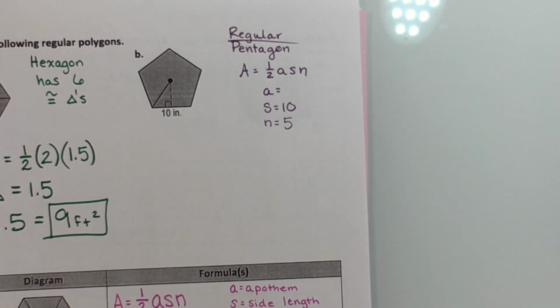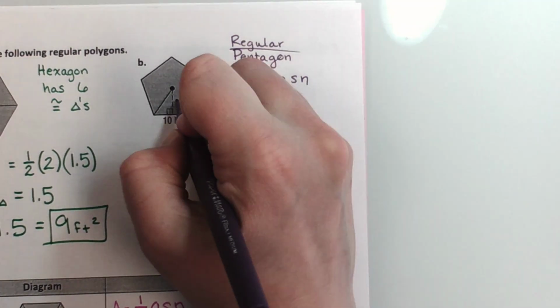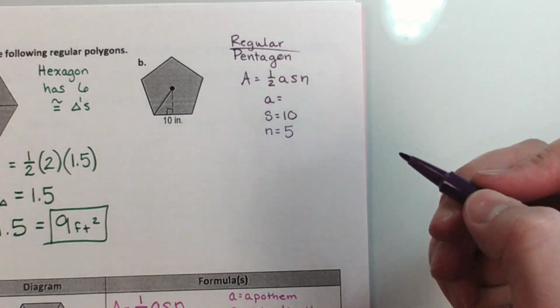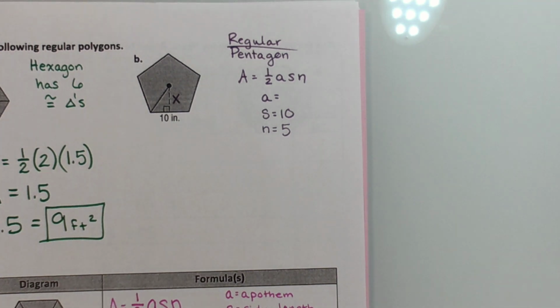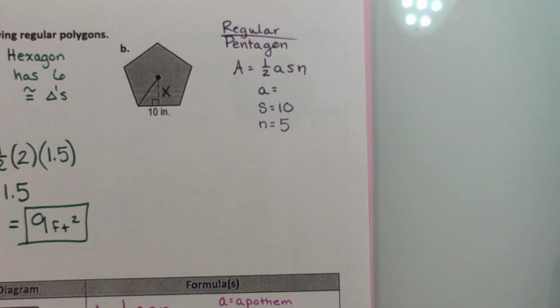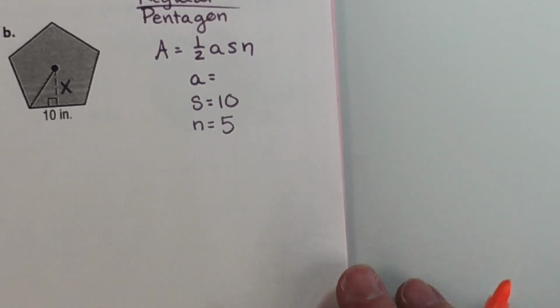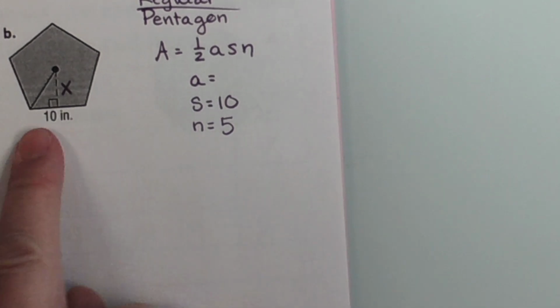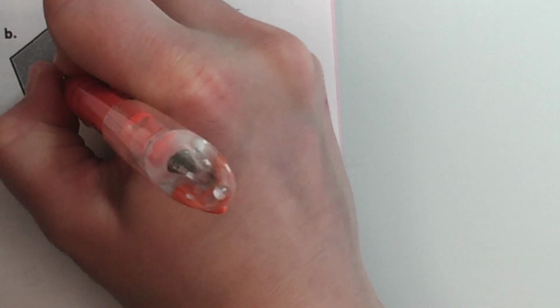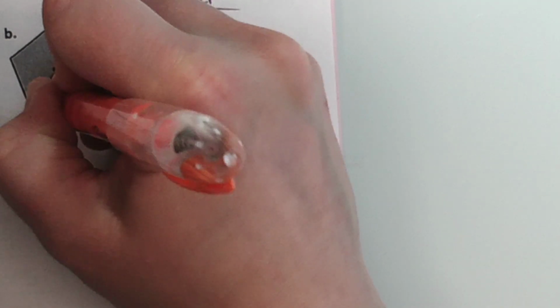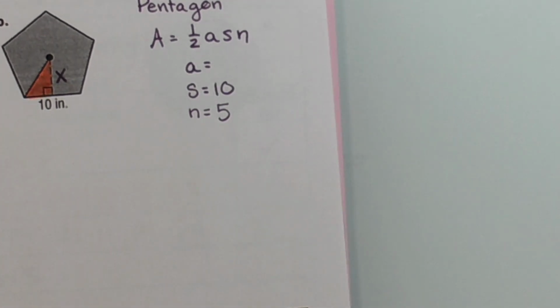Okay, I'm missing the apothem. If only there was a way to find it. Put a little X on it? Okay, I'll put an X there. Or I could put an A. Do you want the A or the X? X. Okay. What shape do we generally use to find missing lengths? A triangle, specifically a right triangle, because with right triangles, we can do things like trig or Pythagorean theorem.